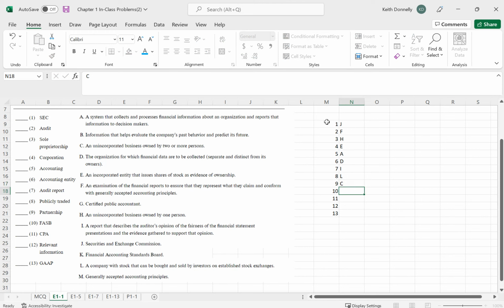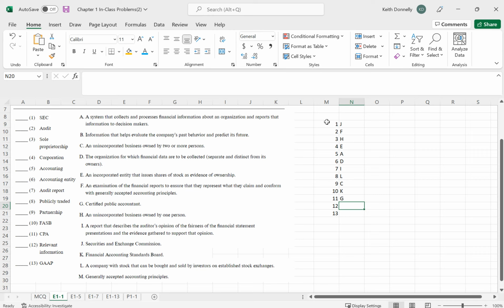9 here, partnership, that's going to be C. It's an unincorporated entity with 2 or more owners. 10 here, FASB, that's going to be K, right? It's the Financial Accounting Standards Board. They make GAAP, right? FASB makes GAAP. 11, CPA, this is going to be G. That means Certified Public Accountant.